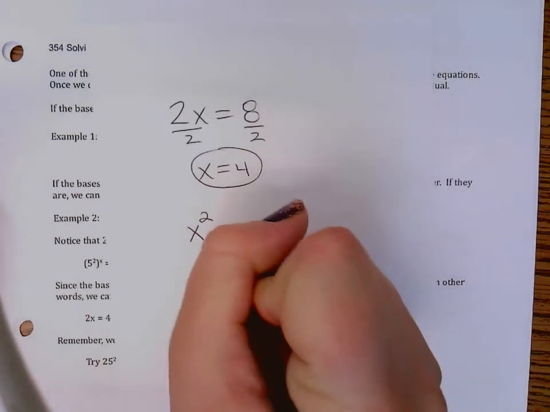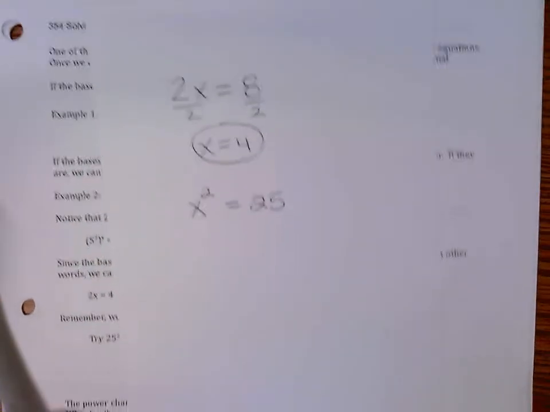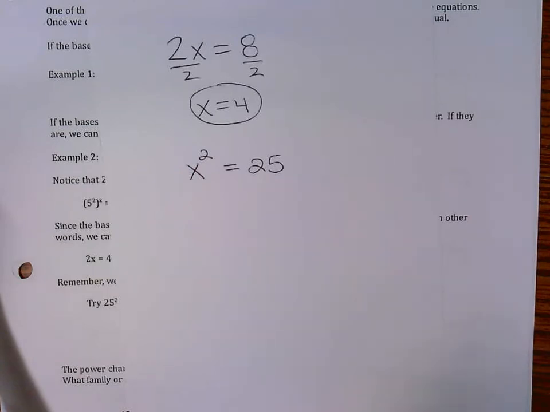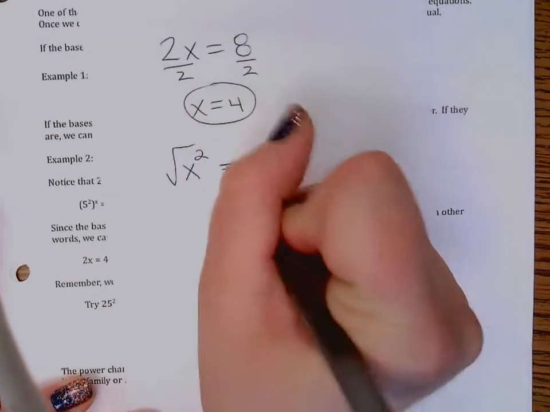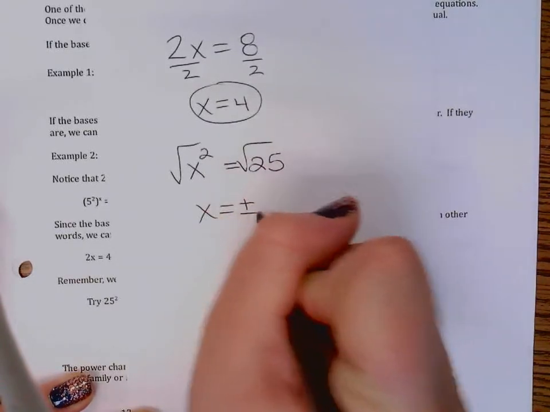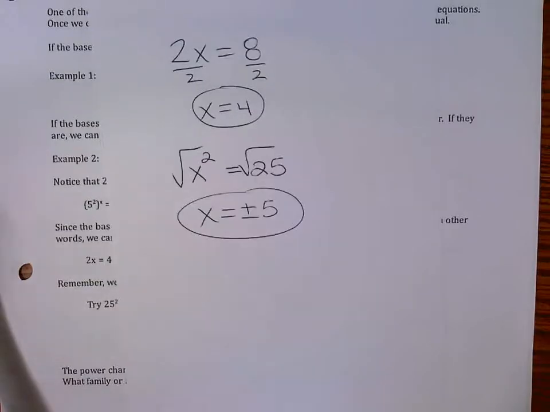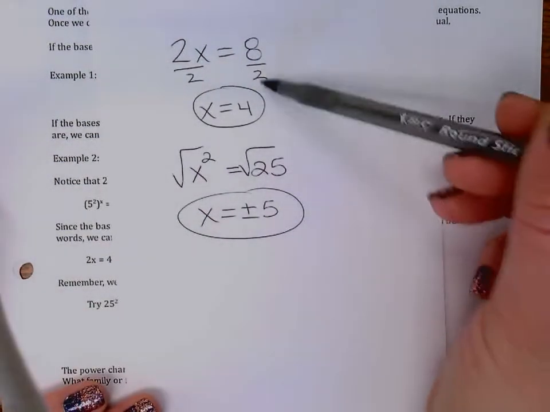What if I said x squared is 25? What would you do to both sides to solve that equation? Square root both sides, right? So x would be either positive or negative 5, because we learned there's two solutions to quadratics. So we're taking the inverse operation.